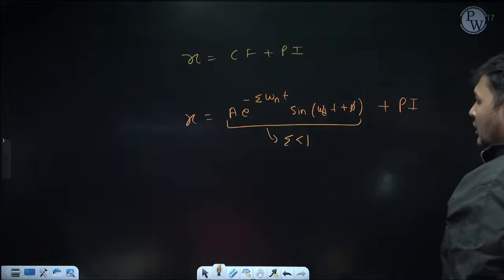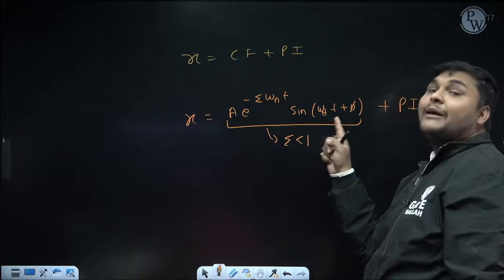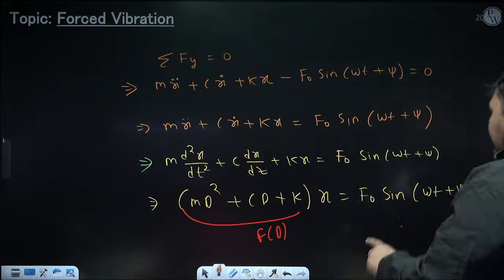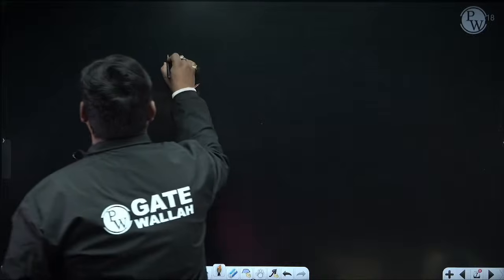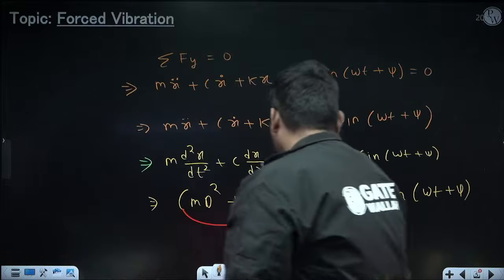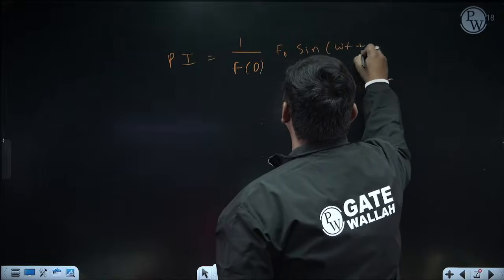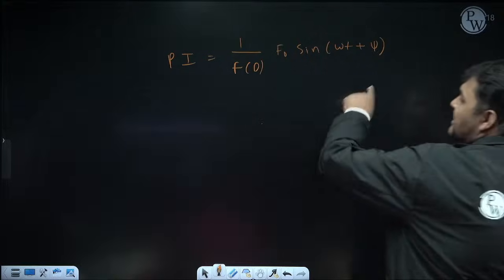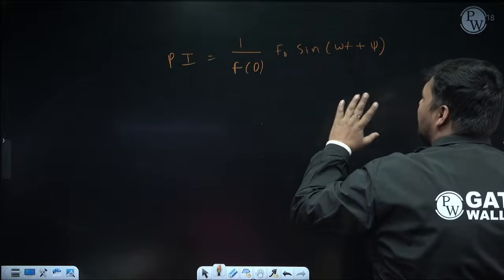If an exam asks you what is the frequency of forced vibration, don't say it is omega d, because it is the frequency of the CF part. But for the complete solution, we need to calculate PI also. Now PI depends upon this function. What is the method to calculate PI? I will not go into the calculation, but if you want to calculate PI, we calculate like this: 1 upon function of D, which is this, into F0 sine(omega t plus psi). This derivation of how to calculate PI, we will study in mathematics, but we are not going into the mathematics part.